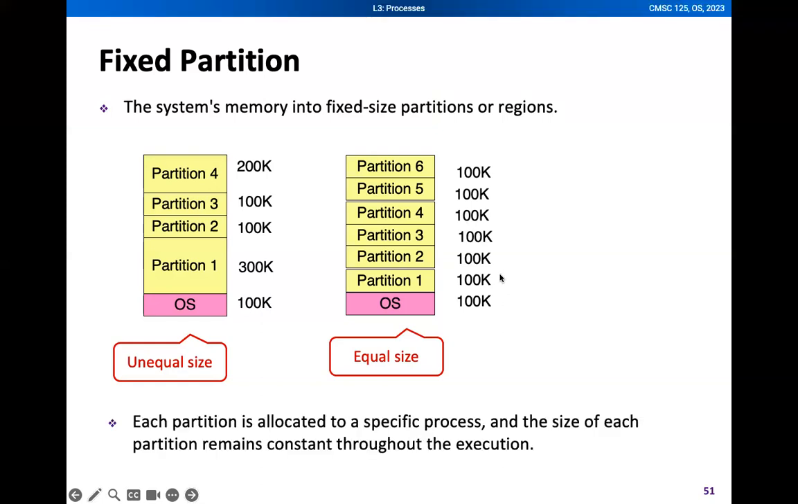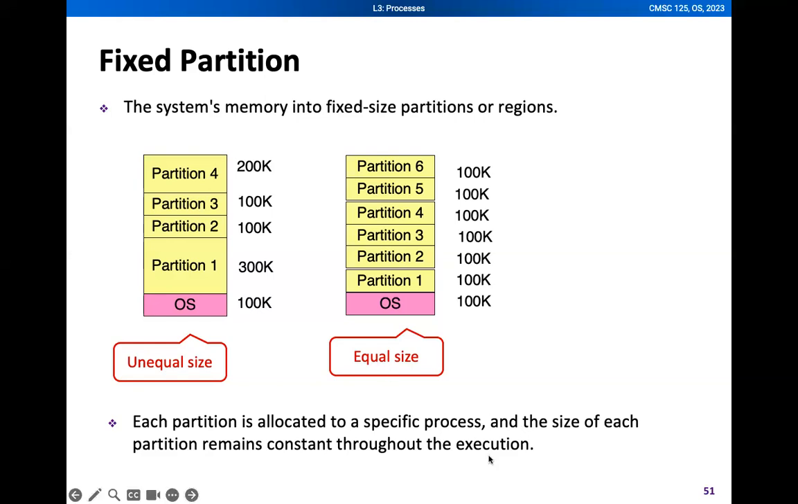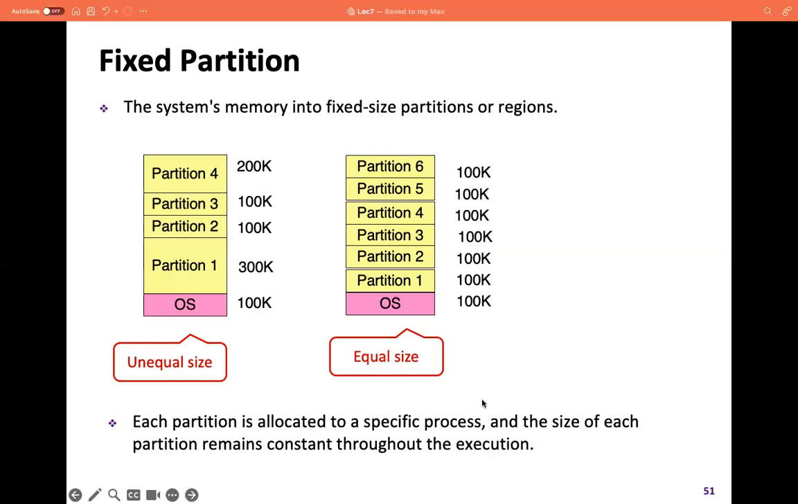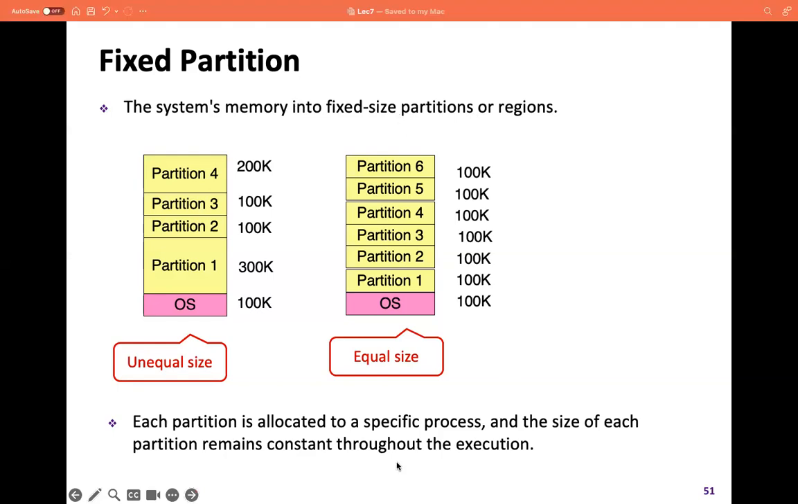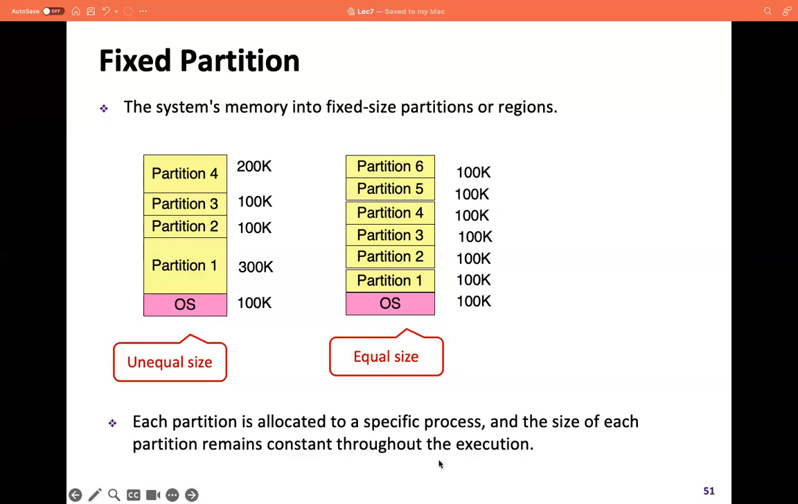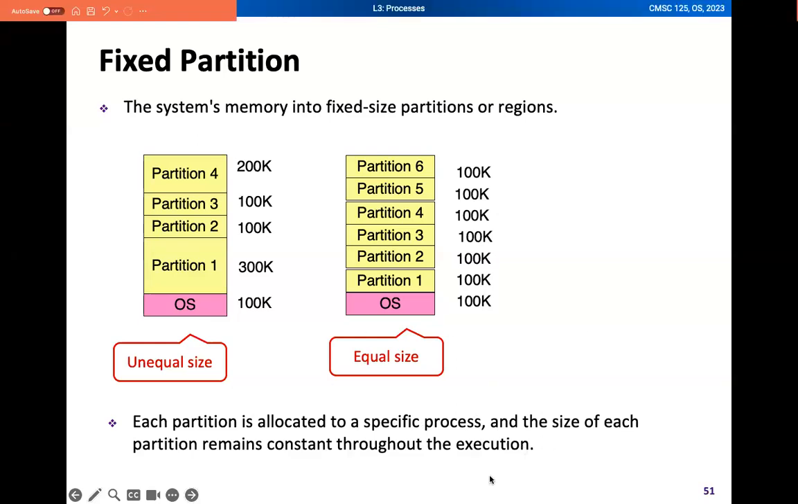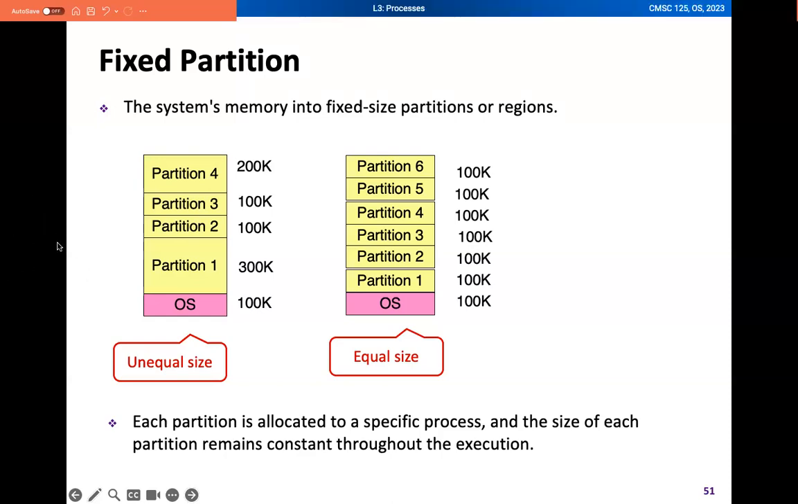Okay, so each partition is allocated to a specific process. And the size of each partition remains constant throughout the execution. That's why we say that it is a fixed partition, because the size of the partitions is not changing dynamically. It will remain constant. And for these partitions, of course, we have queuing processes, right? And where are we going to load all of these processes?